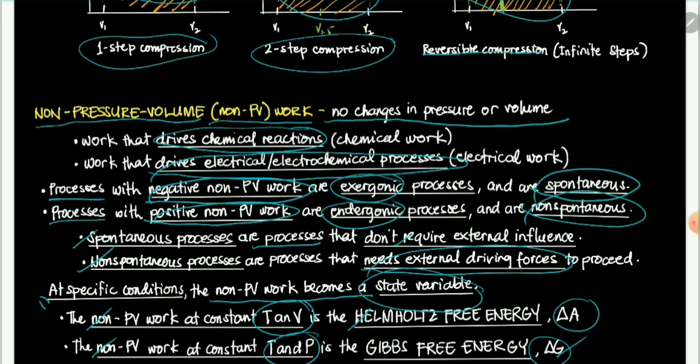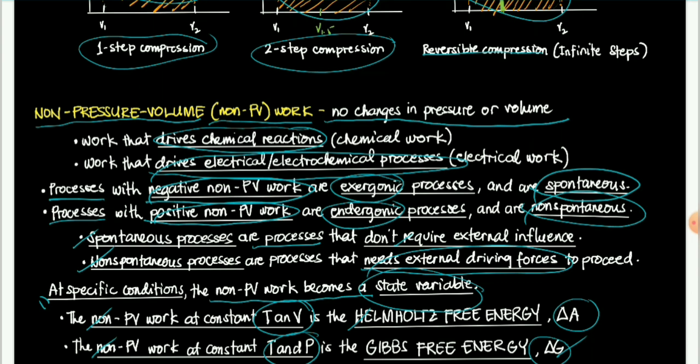So kapag negative yung delta A at constant temperature and volume, ibig sabihin, spontaneous yung process mo at that condition. Okay? Nangyayari siya ng kusa. Okay? So exergonic siya at constant temperature and volume. Kapag naman endergonic at constant temperature and volume, positive si delta A. Ganon din sa delta G. Kapag at constant temperature and pressure, yung delta G ay negative, ibig sabihin, spontaneous siya. Okay? Exergonic. So at constant temperature and pressure naman, kapag endergonic siya, ibig sabihin positive yung delta G, non-spontaneous naman yung ating process.